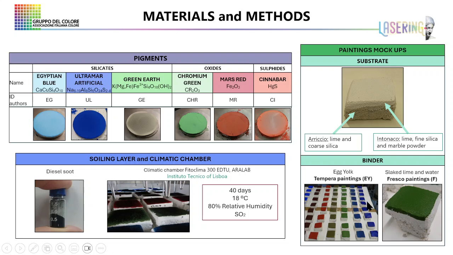Part of these samples were also contaminated by diesel soot, collected from the exhaust pipe of a car with a diesel engine, and were submitted in a climatic chamber for 40 days, at 18 Celsius degrees and 80 relative humidity, with a contamination with SO2 gas.